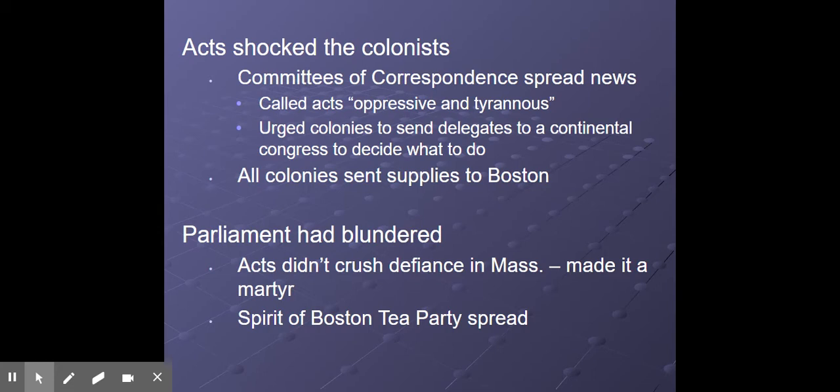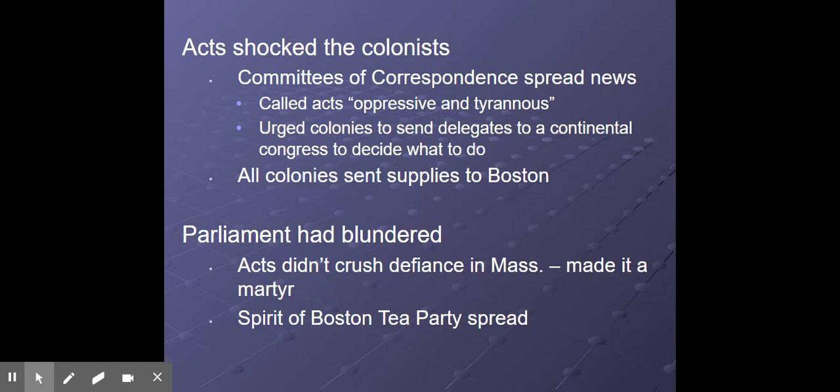All right. Now, in response to that, okay, so it's 1774. These coercive acts have been passed. These intolerable acts have been passed. The committees of correspondence have asked the colonies to send delegates to a continental congress.